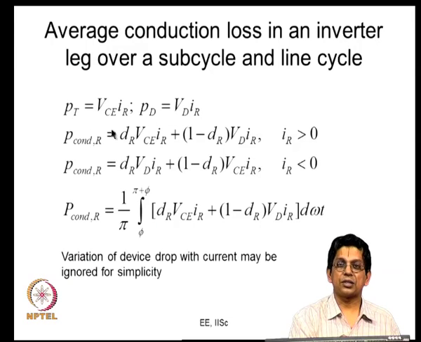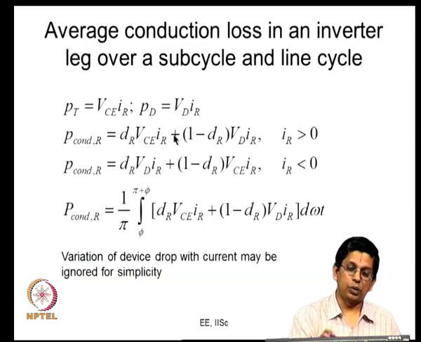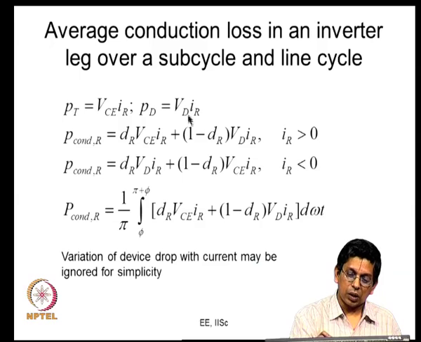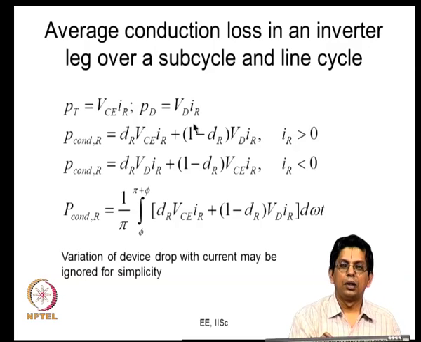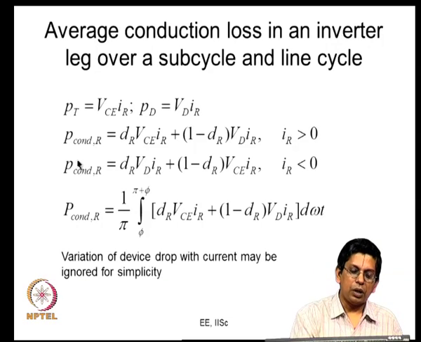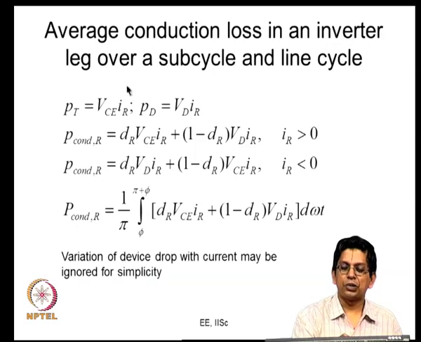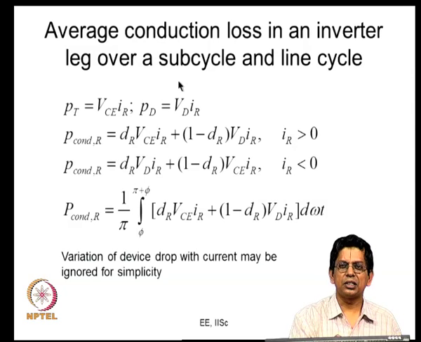Let us say a transistor is not conducting, rather a diode is conducting. So, the diode conducts what current? The same current IR, that is the R phase current, and what is the drop across the diode? Vd. So, Vd multiplied by IR is the power dissipated in the diode. Pd equals Vd into IR. Then what is your conduction loss averaged over a subcycle? These are instantaneous, they are different.